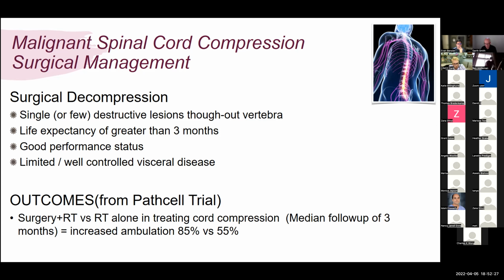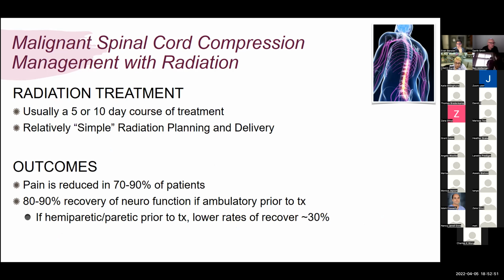And there was actually a trial that was done called the PathCell trial, where patients were randomized to surgery followed by radiation versus radiation alone for treating cord compression. And we saw that the ability to return to full ambulation was much superior in patients who had surgery with radiation versus radiation alone. However, radiation still is a very effective treatment.